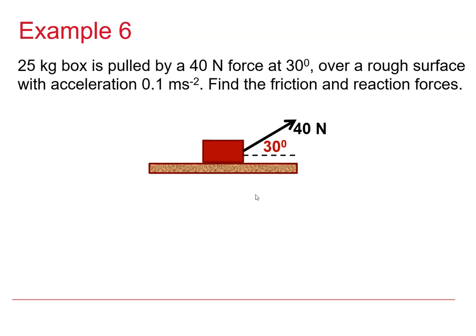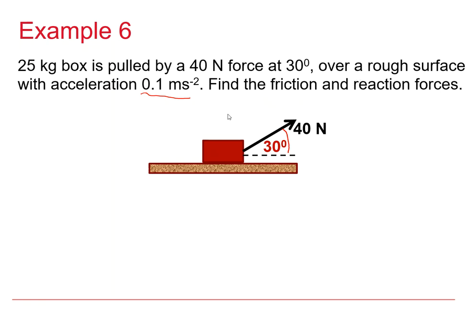So now we're going to look at an example involving some actual mechanics and some Newton's laws. So imagine we've got a 25 kilogram box. It's being pulled by a 40 Newton force, but that force is acting at 30 degrees to the surface here, like that. Okay. So at some point we're going to need to think about resolving that force into its horizontal and vertical components. And we're told that the acceleration of the box along that surface is 0.1 meters per second squared. So we should have enough information here to work out the frictional and the reaction forces that are acting.